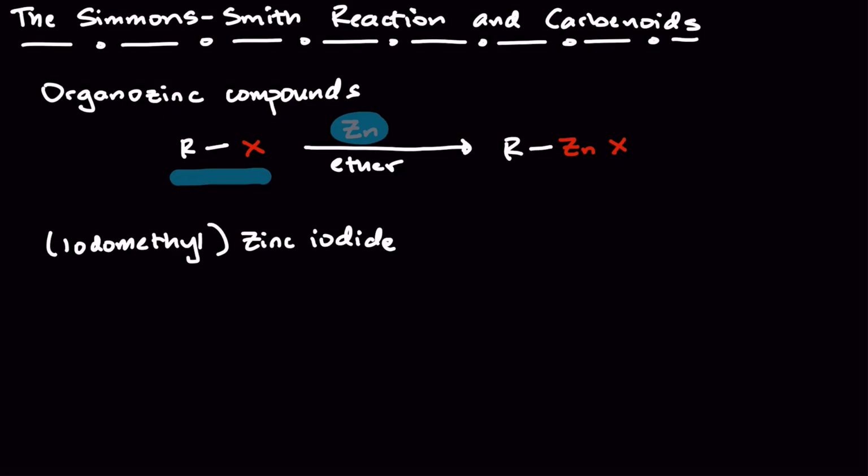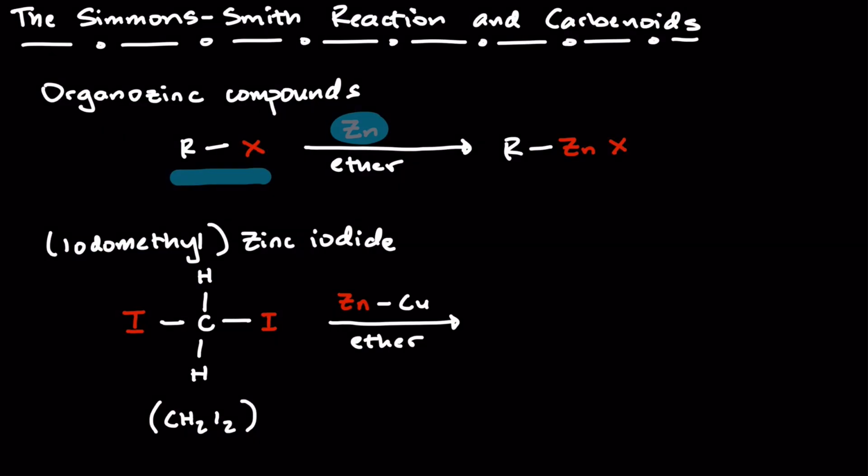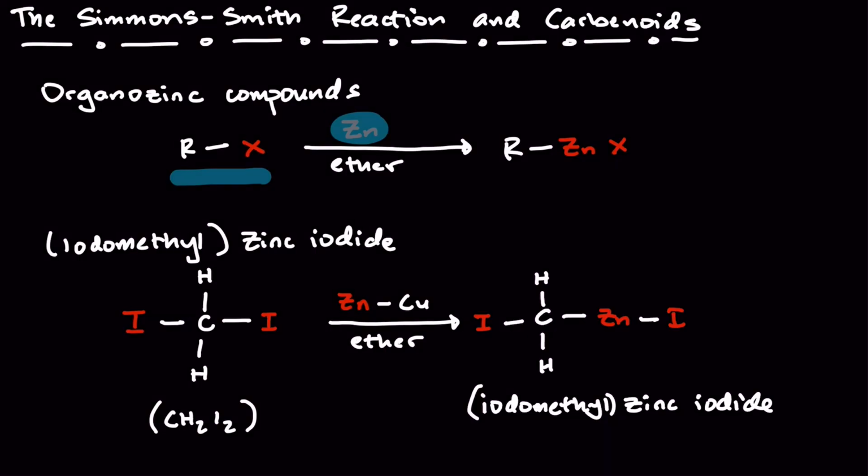There is a particularly useful example of an organozinc compound called iodomethyl zinc iodide. To form this important organozinc reagent, you first start by taking diiodomethane, so CH2I2, which you treat with zinc in a zinc copper couple. You would form iodomethyl zinc iodide, which once again arises from a bond insertion, formally, of your zinc into that carbon iodide bond.